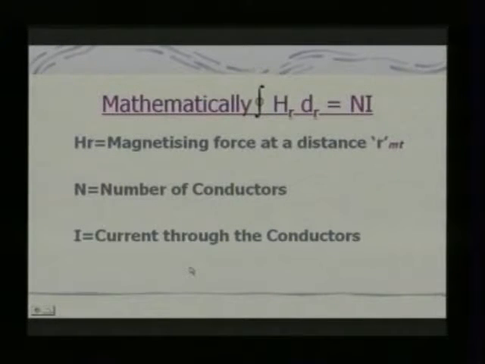Now, if we say mathematically, the work law: closed integral of H_r dr is equal to N I, where H_r is the magnetizing force at a distance of r meters from the conductor. N is equal to number of conductors enclosed by the closed path. I is equal to current flowing through the conductors.